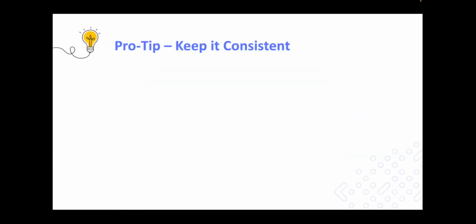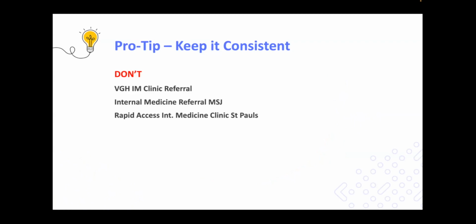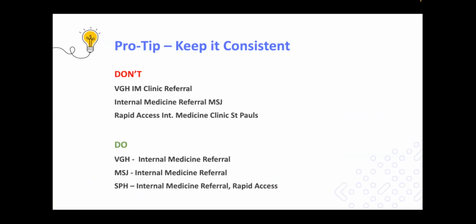So keep it consistent is my tip for you. Don't do VGH, so Vancouver General, IM Clinic, Internal Medicine, Mount St. Joseph's, Rapid Access, St. Paul's. Instead, you want to keep it consistent so it's always easy to find. So VGH Internal Medicine, MSJ Internal Medicine, St. Paul's Hospital Internal Medicine, Rapid Access.